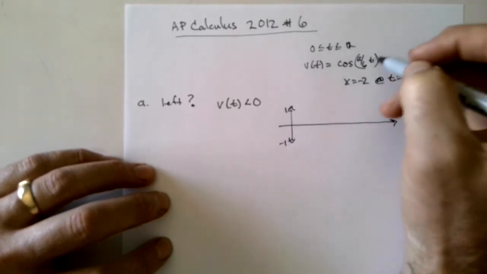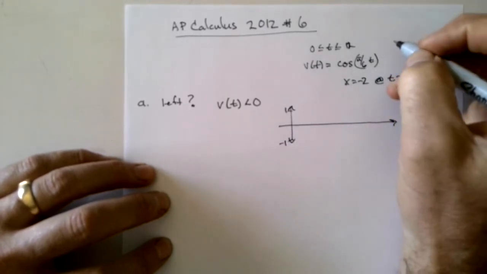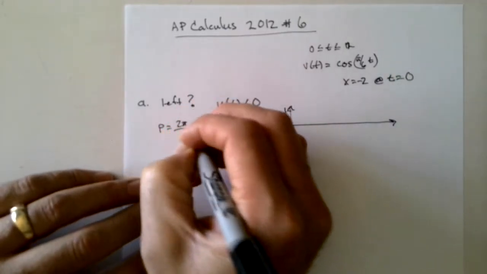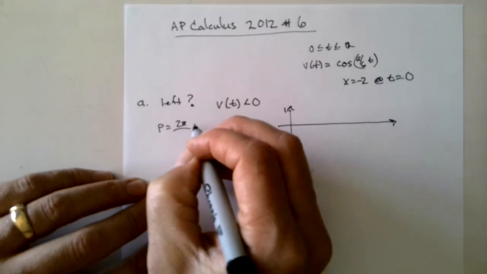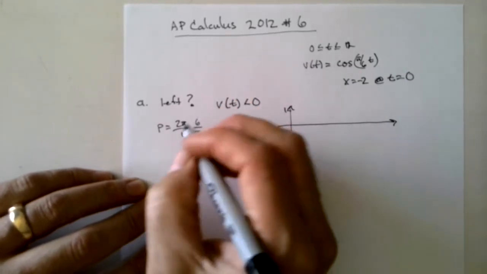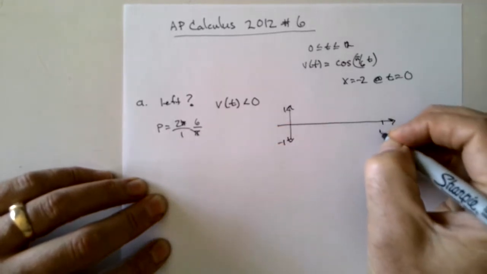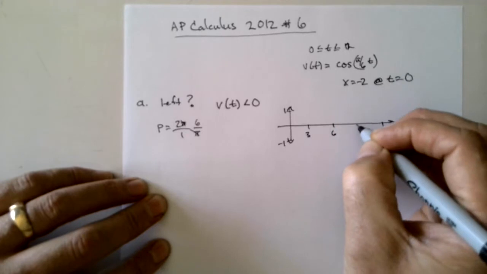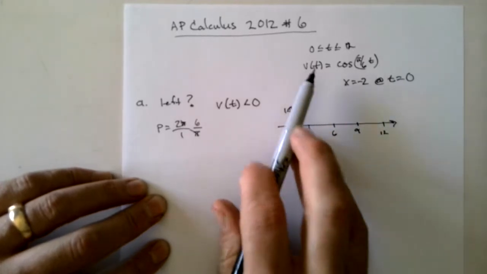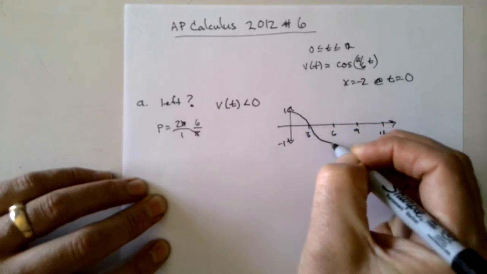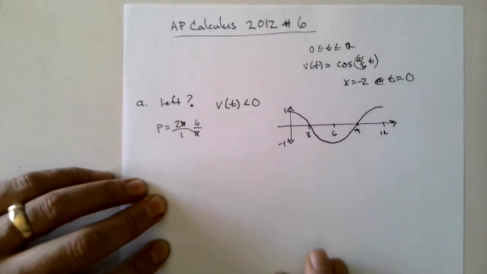And what I'm going to do is determine the period. Period is equal to 2 pi divided by b. Your b value is pi over 6, so instead of dividing by pi over 6, multiply by 6 over pi. Those cancel, I get 12. So it goes over 12 units, which is nice because we're going from 0 to 12. So cosine starts up here, dips down, and comes back up like that.